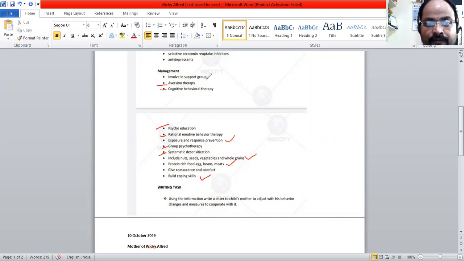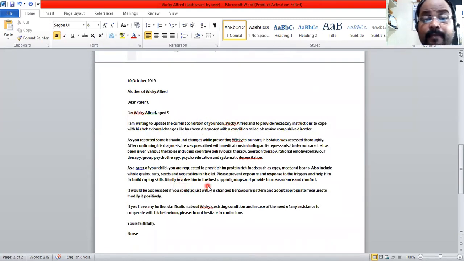And we have two more things here: involvement in support groups, and reassurance and comfort. This is the left out thing. Kindly involve him in the best support groups and provide him reassurance and comfort. So we have categorized this into two paragraphs. In the first paragraph, we have given some therapies which have a professional touch. In the second paragraph, we have given instructions regarding the diet, prevention of triggers, coping skills, support groups, reassurance, and comfort. So these are the instructions and information necessary to cooperate with Wicky's condition, given to Wicky's mother.